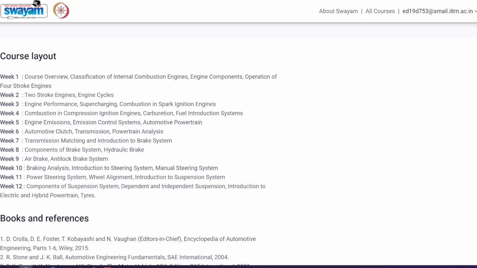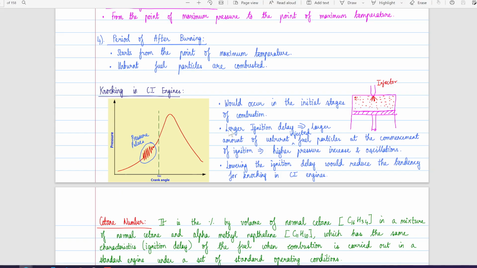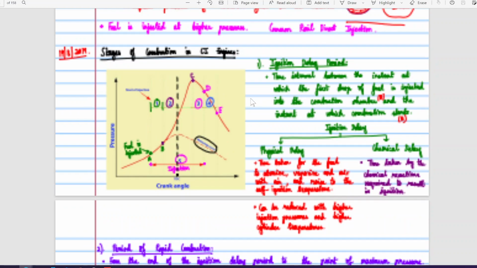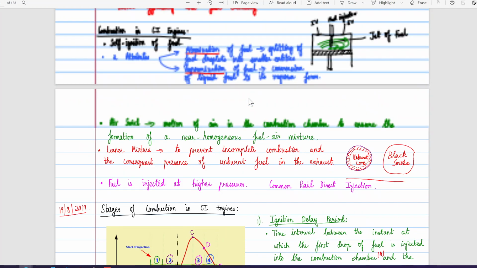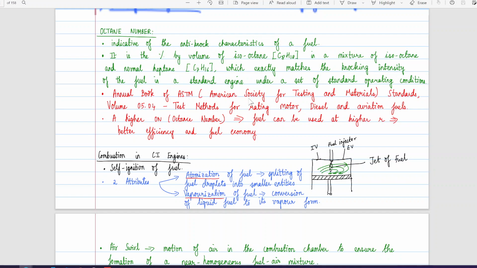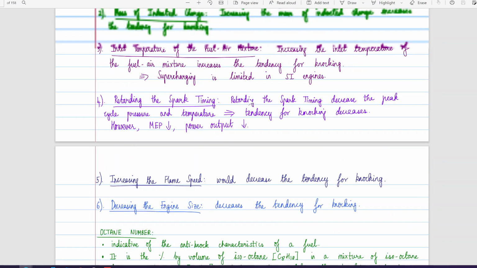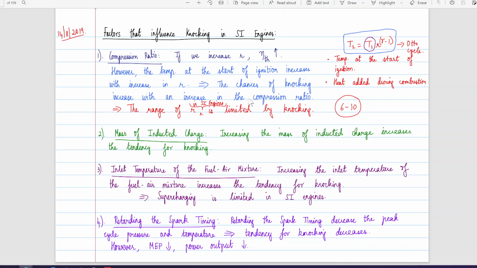Yes, Raghu, you can either talk or you can text. Yes. Sir, if we increase the compression ratio, we'll get more power only, right? So how will the knocking occur? Okay. So let me scroll up a little. How would the knocking occur if you are increasing the compression ratio, right?